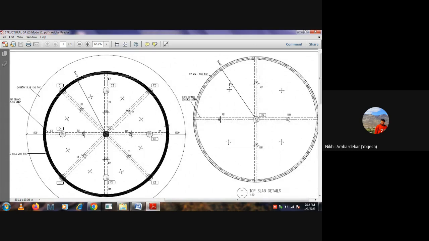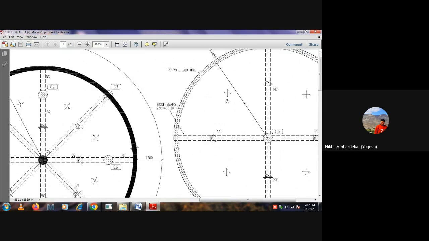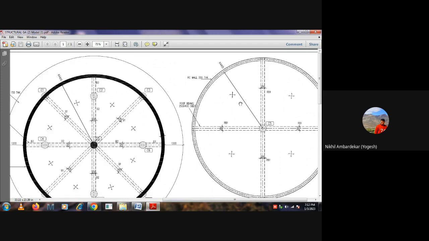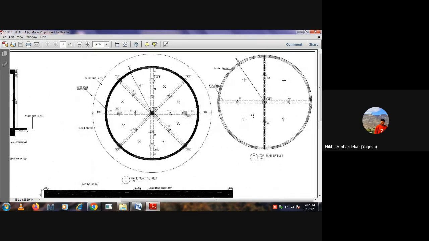So we can provide some support to each quarter segment of the slab. Okay, got it? Any doubt regarding the base slab, top slab? I am explaining the geometry so that you are aware of the tank.